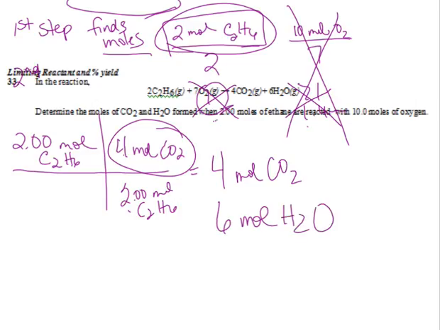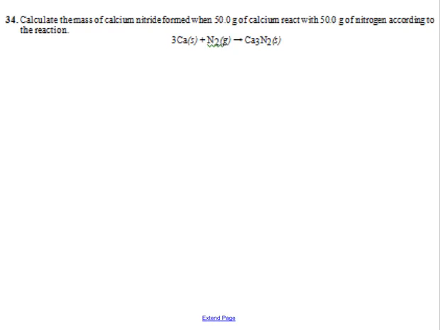So let's do the next problem, which is a little more indicative of the level of problem that is going to be very, very common. It says calculate the mass of calcium nitride formed. So we're looking for the grams of this when we have 50 grams of each of these reactants. Okay? So, which one do we use? Do we know? No. What do we have to determine? Which is the limiting reagent.